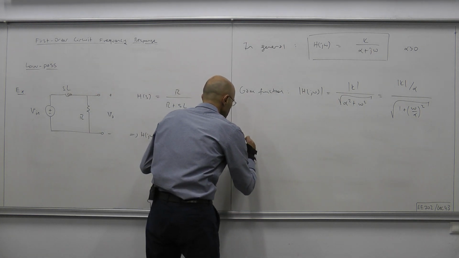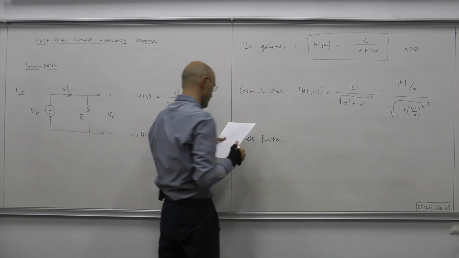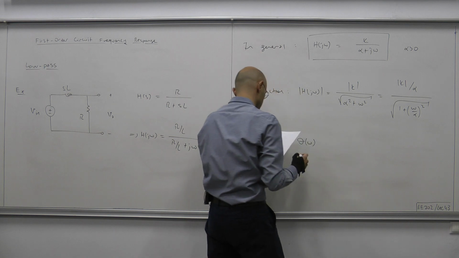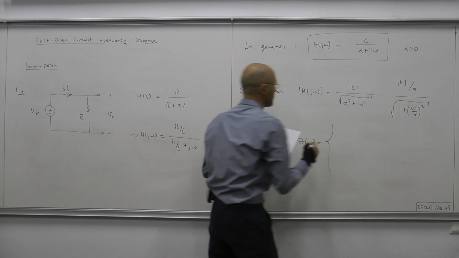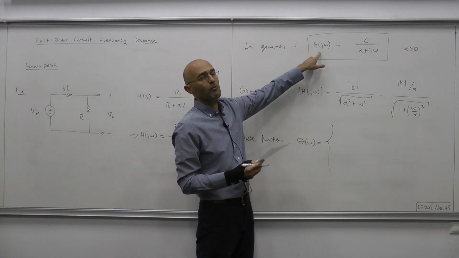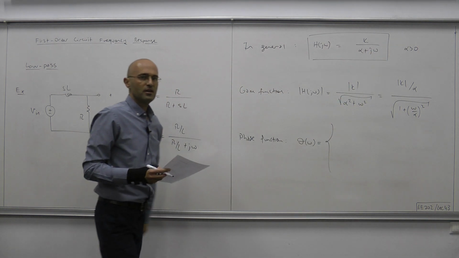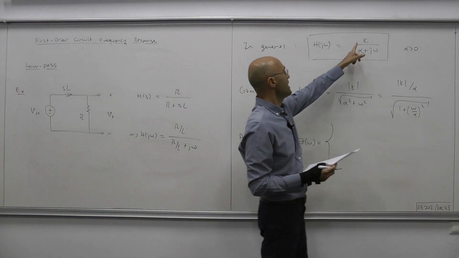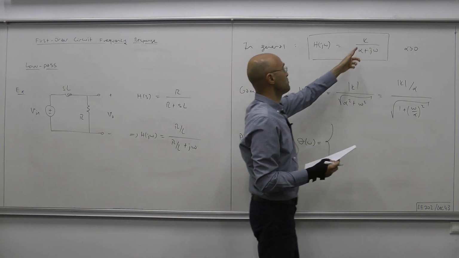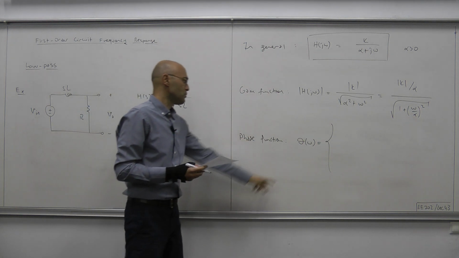How about the phase function? Theta of omega equals the phase of H omega, which simply is the phase of the numerator minus the phase of the denominator. Now K is, first of all, real. If it's positive, then its phase is 0, therefore it will have no contribution to theta.